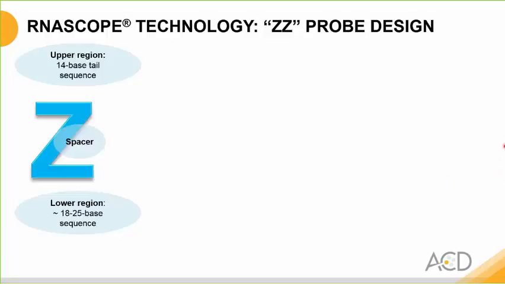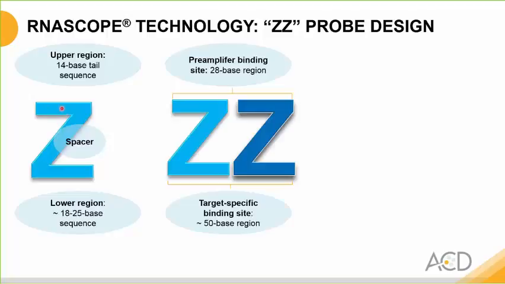Returning to the probe design, the technology is based on the use of V-shaped oligonucleotides composed of a lower region of approximately 25 base pairs connected through a spacer to an upper tail region. When a pair of double Z probes, or Z probes rather, hybridize next to each other along a target sequence, they identify a target binding site of approximately 50 base pairs.